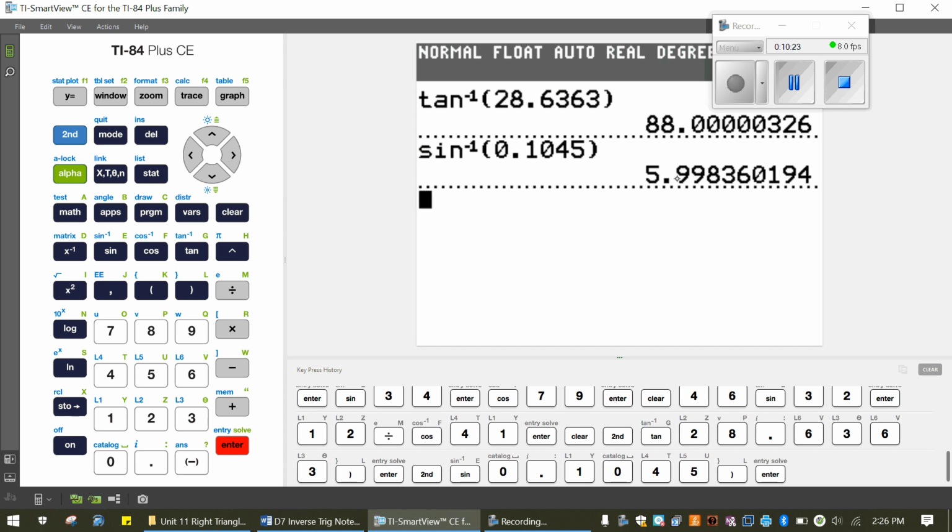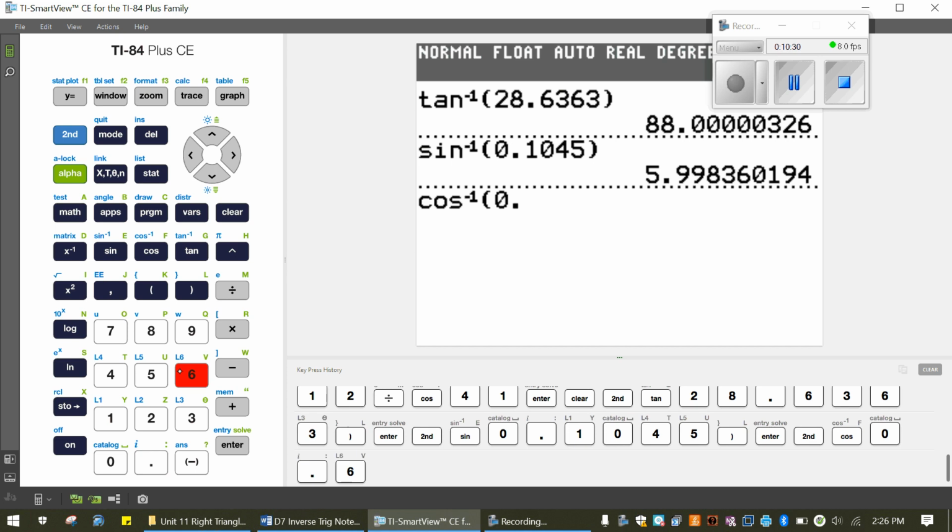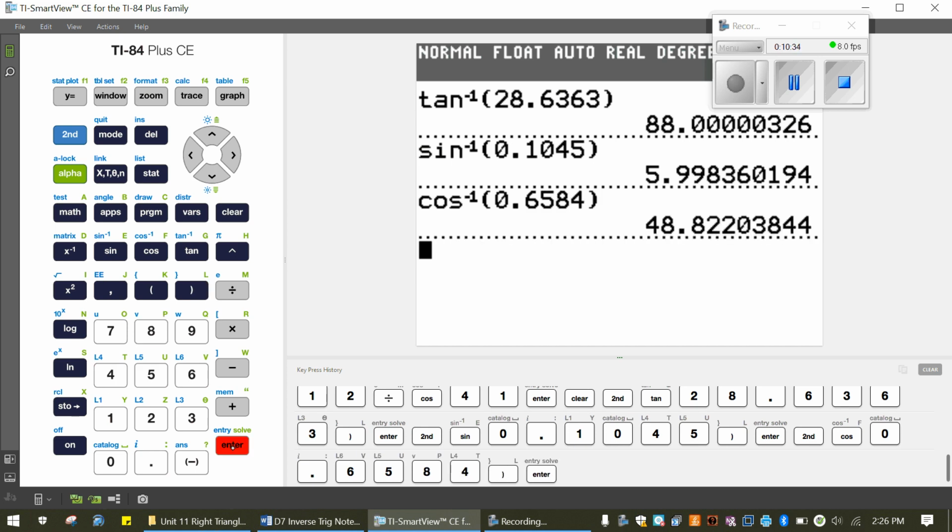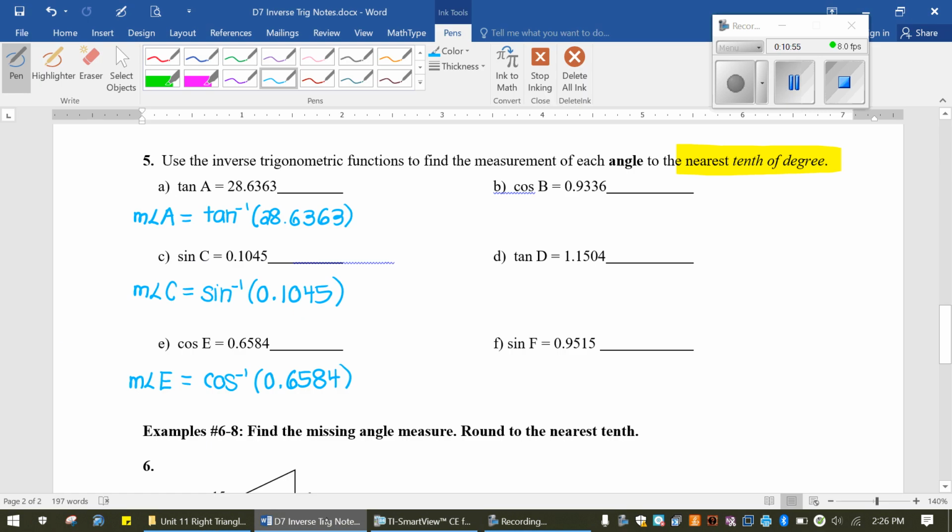And then the third one, second cosine of 0.6584. Close. This one to 1 decimal place is 48.8. Okay, and each of those are in degrees. So just make sure that you're checking your calculator with the answers that we have here so that you know you're entering them in correctly. All right, let's go back to the notes and fill in those answers.